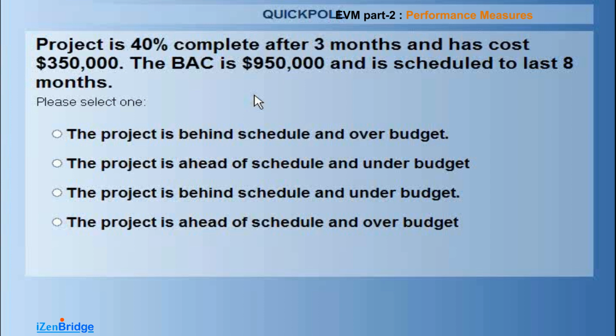And how do you calculate cost performance index? By dividing the earned value by the actual cost. And how do you calculate schedule performance index? By dividing the earned value by the planned value.